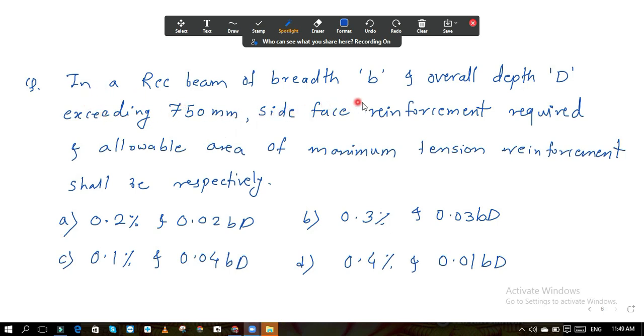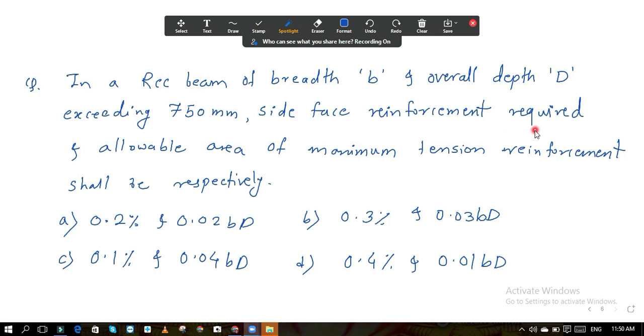In an RCC beam of width B and overall depth D. So width and depth is given, exceeding 750 mm. So see, when the depth of the beam exceeds 750 mm, then on the side of the beam you have to provide some reinforcement. Side reinforcement also. Normally for the beam we provide bottom reinforcement. So at bottom we provide the steel bars. At top also we provide the steel bars, and in between we provide the stirrups. Okay. But when the depth of the beam is increased up to 750 mm or beyond 750 mm, then we need to provide the side reinforcement for the beam. Okay, so on the side also you need to provide the steel bars.